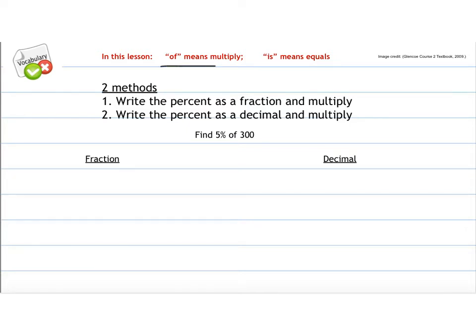We've talked briefly that the word "of" means to multiply. So something like 20% of 300 means we would multiply. So "of" equals multiplication. And "is", we've talked about, is the same as equals. So those you want to write down.